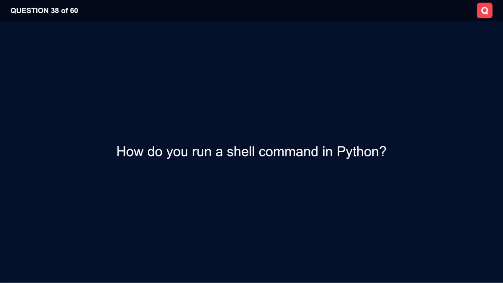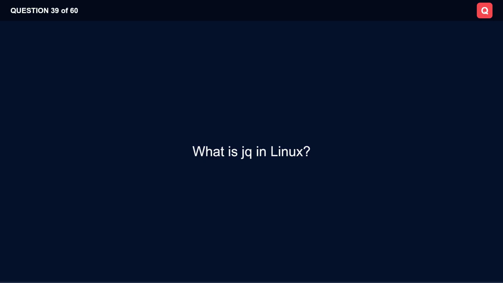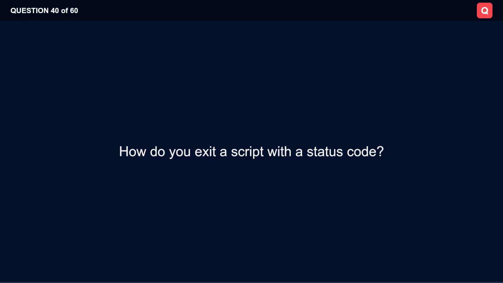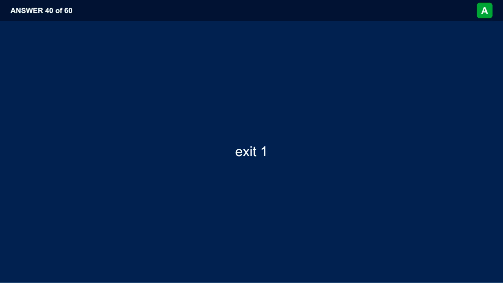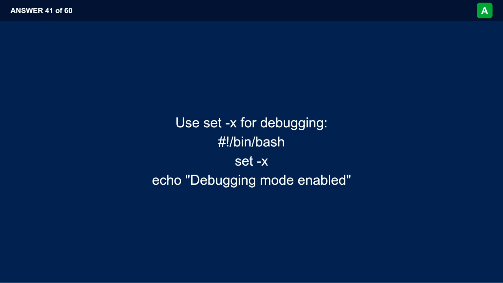How do you run a shell command in Python? import os; os.system("ls"). What is jq in Linux? Used to parse JSON. Example: cat file.json | jq .name. How do you exit a script with a status code? exit 1. How do you debug a Bash script? Use set -x for debugging: #!/bin/bash set -x echo "Debugging mode enabled".